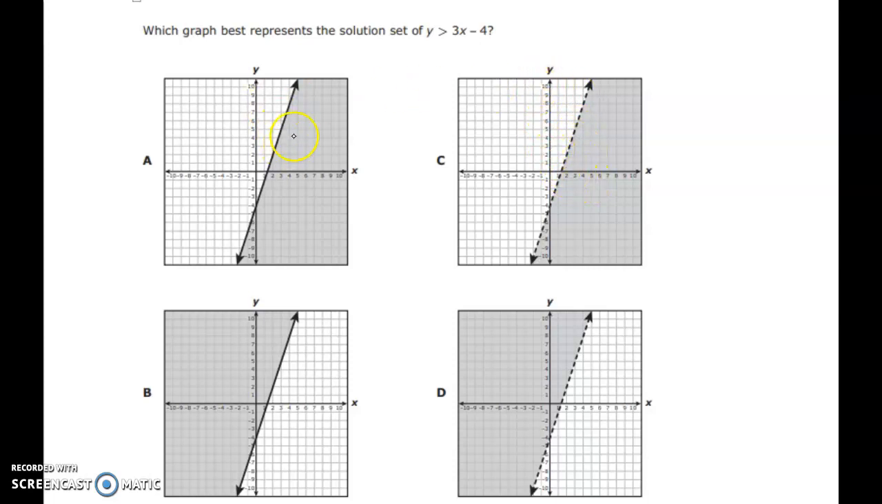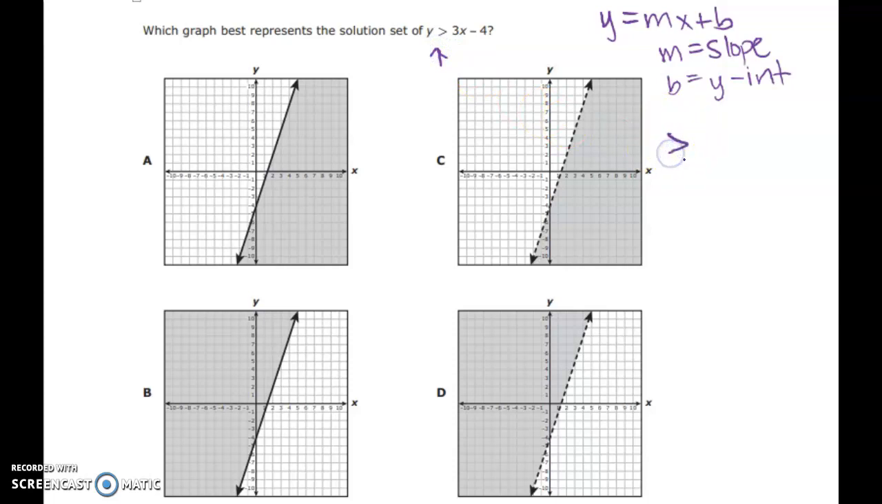So for this question right here, it says which graph best represents the solution set of y is greater than 3x minus 4. Well, fortunately, this problem is already in slope-intercept form, which is y equals mx plus b, where m is our slope and b is our y-intercept.